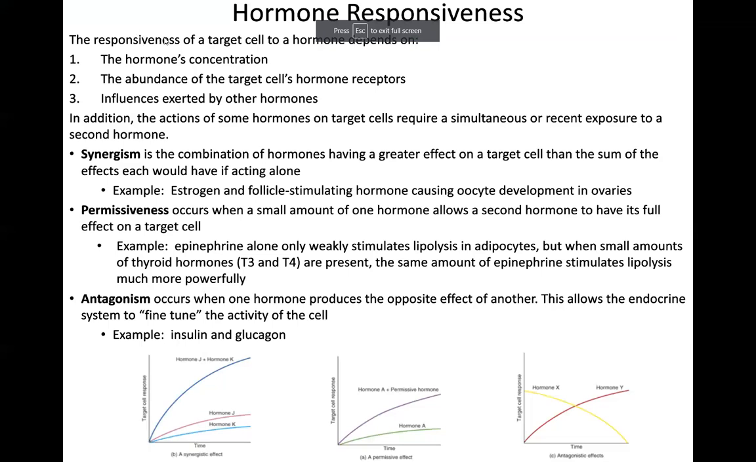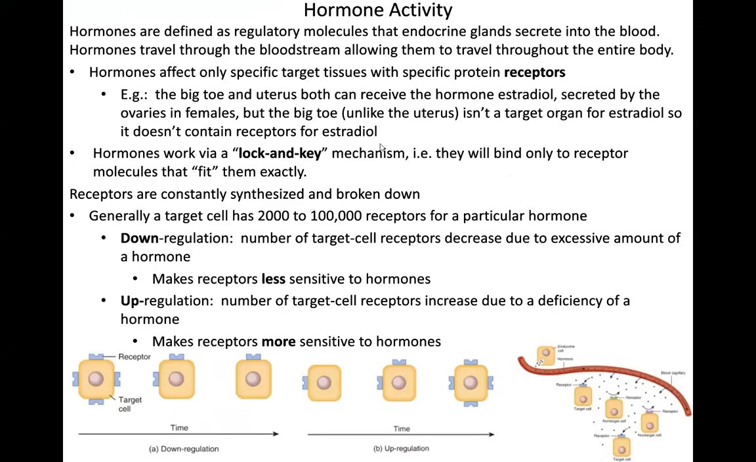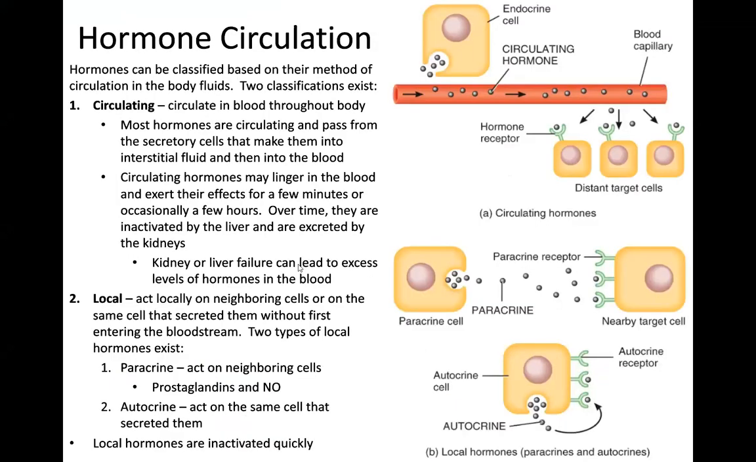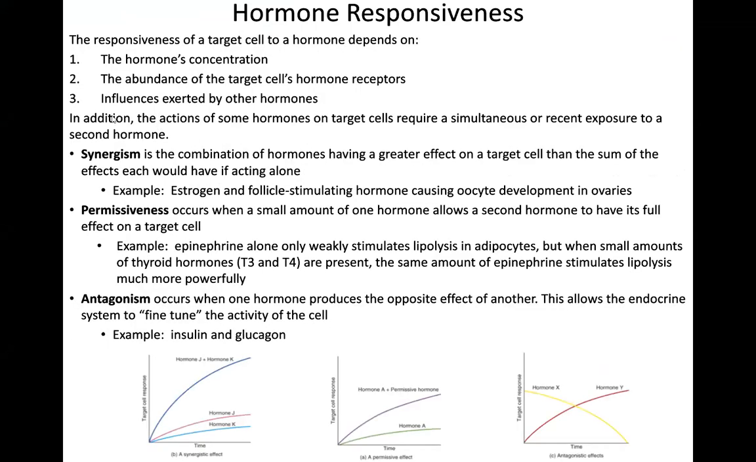And responsiveness of a target cell to a hormone is dependent upon 3 things: the concentration of that hormone, the abundance of the target cell's hormone receptors. And actually, if we go back a couple slides, we talked about this already, okay? Upregulation, downregulation, we're talking about getting less or more sensitive. Okay, that stuff is what we mean when we're talking about responsiveness. And then number 3, other hormones can influence a hormone's responsiveness.